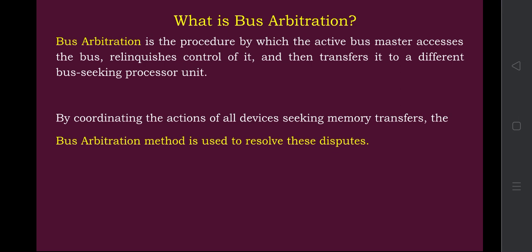So in the case of the dynamic algorithm or any algorithm, it has to coordinate the actions of all the devices, because one device may seek a memory read, another device may seek a memory write, and some device may seek an IO transfer. So many devices ask for control of the bus for different scenarios. Accordingly, the bus master has to coordinate all the actions to decide which processor or which device has to be given the bus control. So that is resolving the disputes by the bus arbitration method.